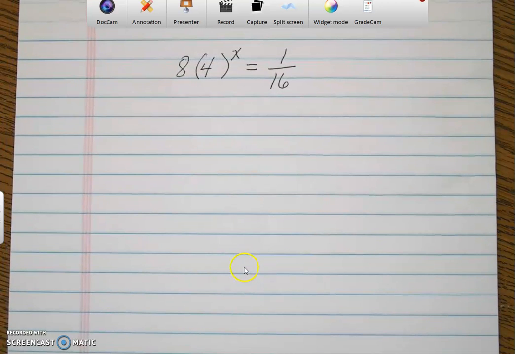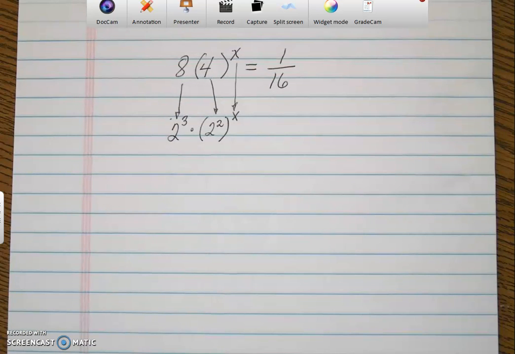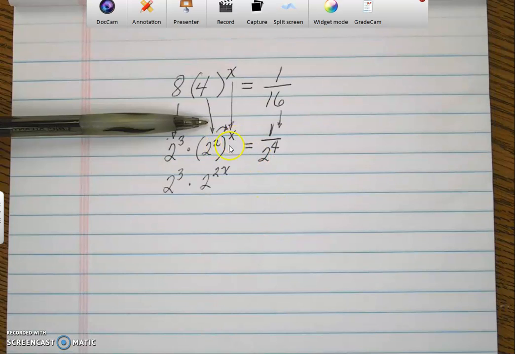Okay, I'm looking at this example, and I know that I can express 8 to the base 2, so 2 to the third. The 4 can be expressed by 2 to the second power, and 16 can be expressed by 2 to the fourth. So this can all be solved manually. 8 is 2 to the third, 4 is 2 to the second. Copy down the x, copy the equal sign, and 1 over 16 is going to be 1 over 2 to the fourth. So multiply the 2 with the x so that it will be 2 to the power of 2x.